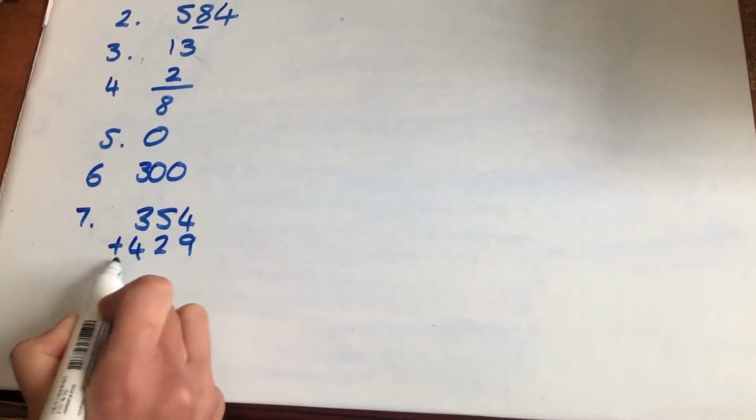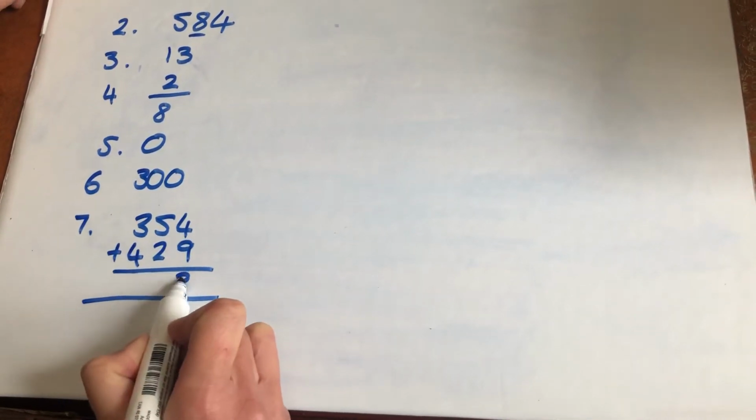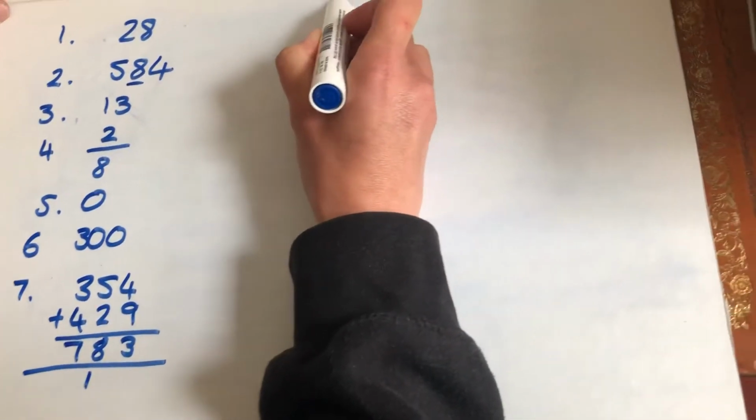Question 7. 354, add 429. 9 add 4 is 13, put the 3 in, carry the 10. 5 add 2 add 1 is 8. 3 add 4 is 7, 783.